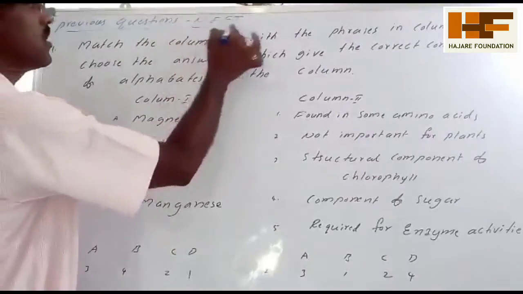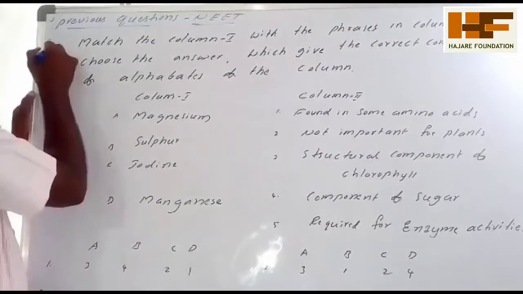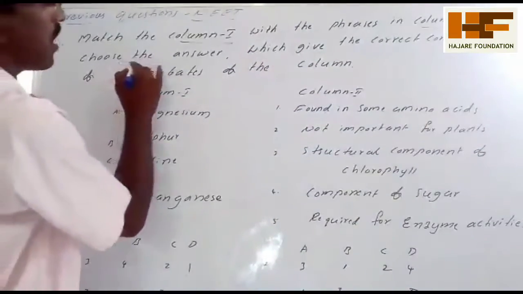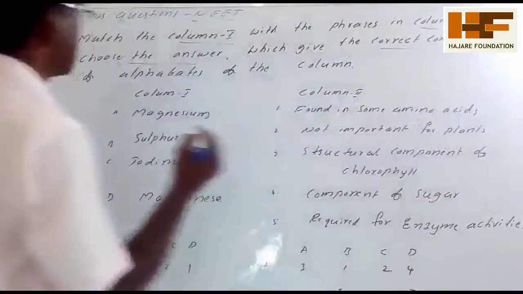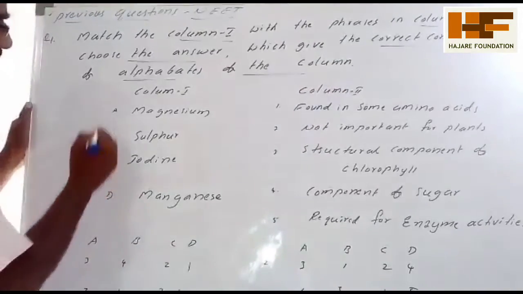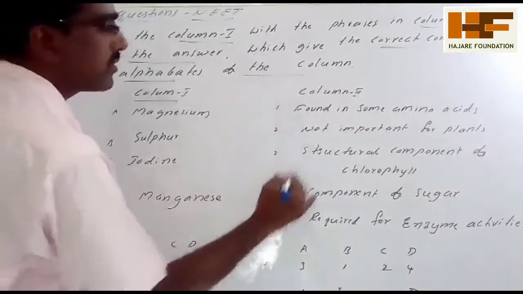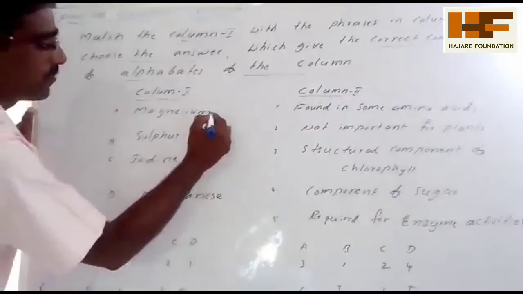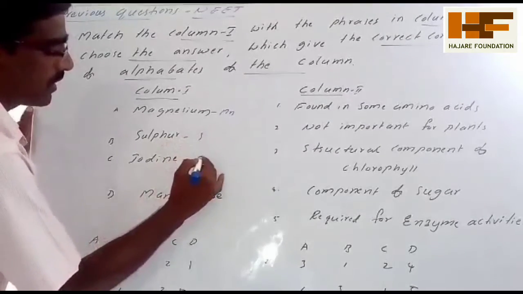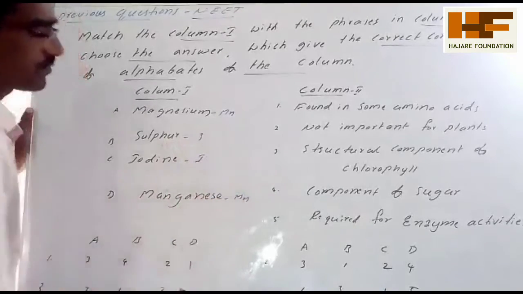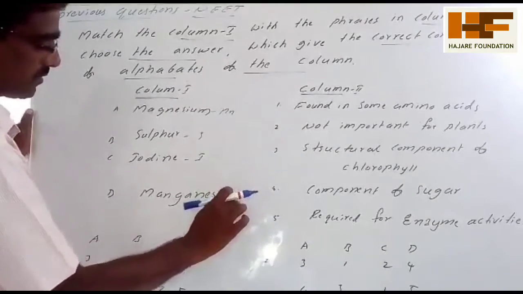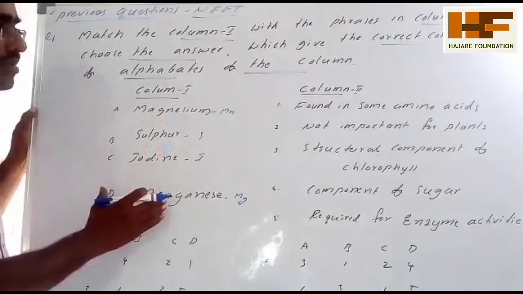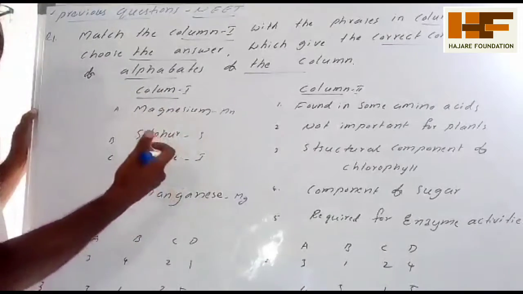Students, now we can see one typical question, a previous question in the NEET exam. The question is: match column 1 with the phrases in column 2, and choose the answer which gives the correct combination of alphabets and numbers. In column 1, the given words are magnesium, sulfur, iodine, and manganese. These are essential elements; how are they useful for plants?